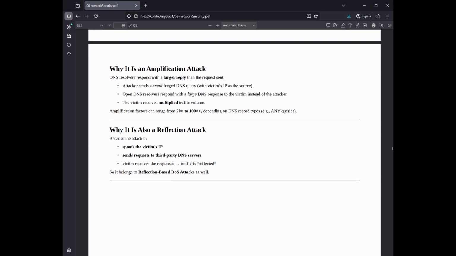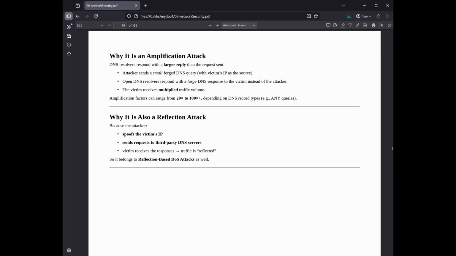Why it is an amplification attack. DNS resolvers respond with a larger reply than the request sent. The attacker sends a small forged DNS query, with the victim's IP as the source. Open DNS resolvers respond with a large DNS response to the victim instead of the attacker. The victim receives multiplied traffic volume. Amplification factors can range from 20 times to 100 times plus, depending on DNS record types, for example ANY queries.